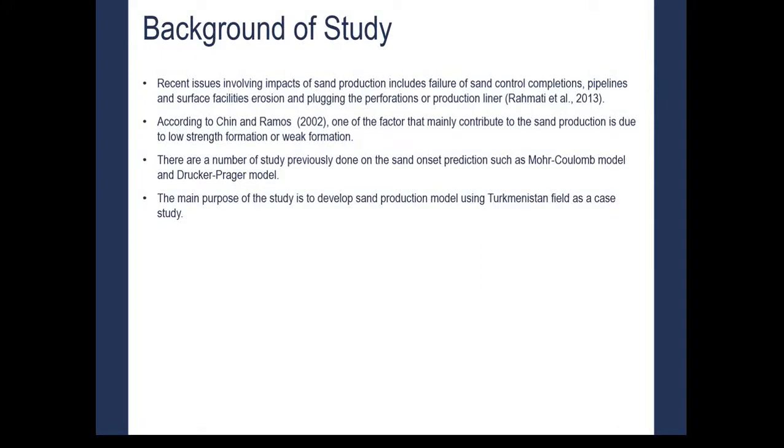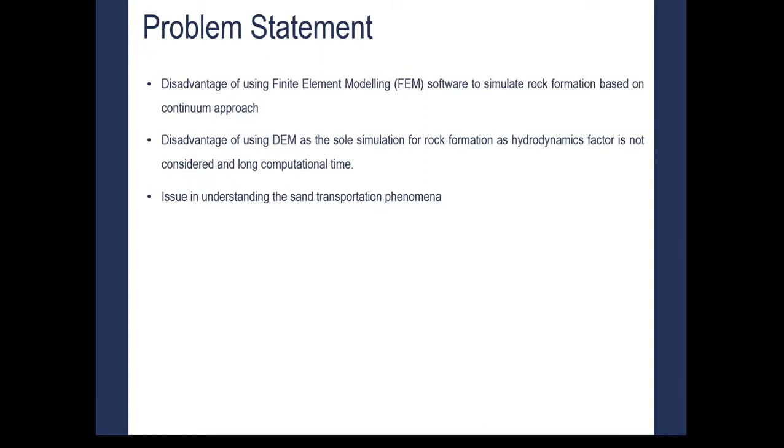In general, there are two most common sand production onset models, which are Mohr-Coulomb model and Drucker-Prager model. There are other sand production onset models as well, such as EPS, von Mises, and etc. And so the main purpose of the study is to develop sand production model using Turkmenistan field as a case study.